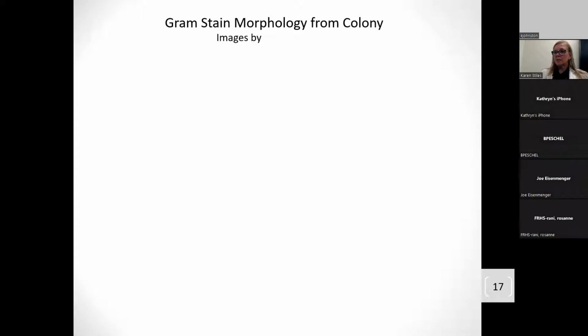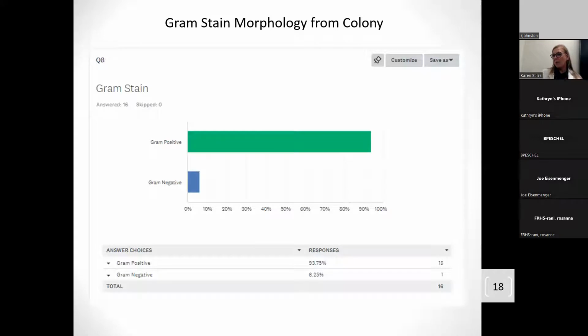Unfortunately, this is my placeholder. I always like to share gram stains, and that's just something we didn't get done this time. But I hope as we get back to Stat Pack, you guys will be sharing your gram stains with me, and I can share those with you then. What you tell me though through the survey is that 16 of you, or 94%, said it was gram positive. I did have 1 person that said gram negative.